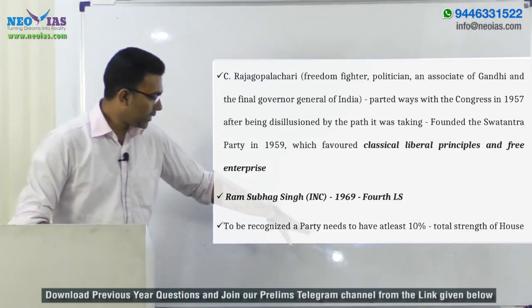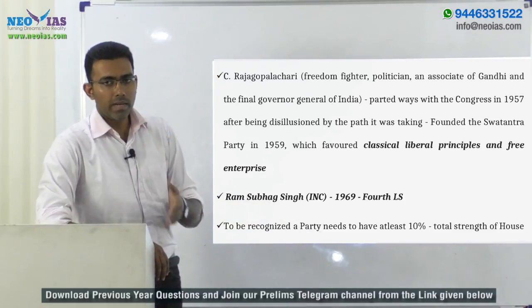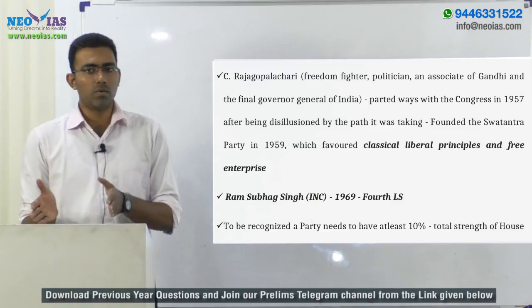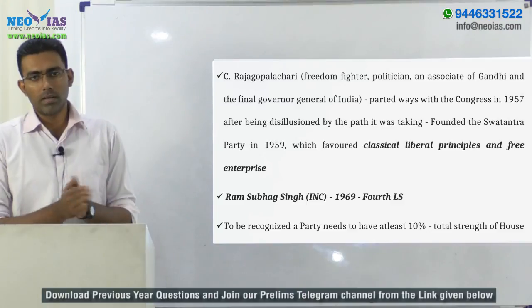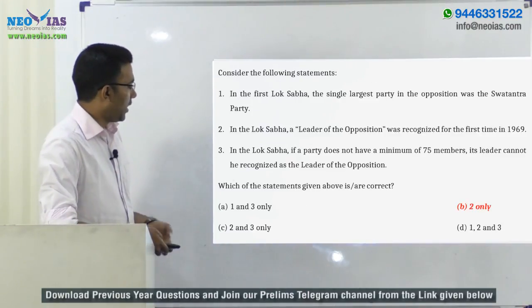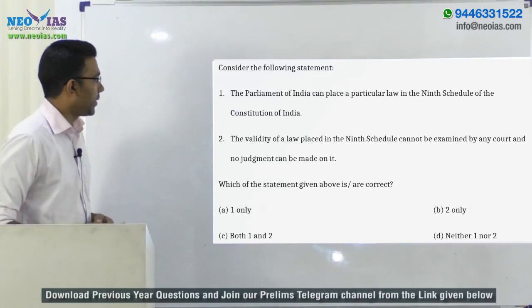And also to be recognized as a party, as a leader of opposition, the party needs to have achieved at least 10% of the total strength of the house. So that is what is there with respect to the first question. So here the answer has to be 2 only. Now moving on to the next question.